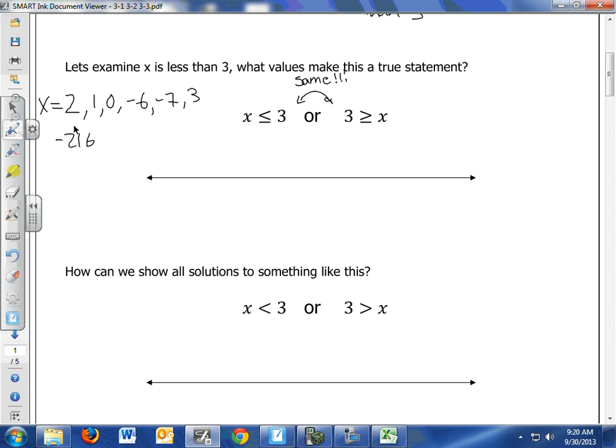-216. Beautiful. Now, what we do is we're going to show all these possible correct answers on a number line. So this is a number line.